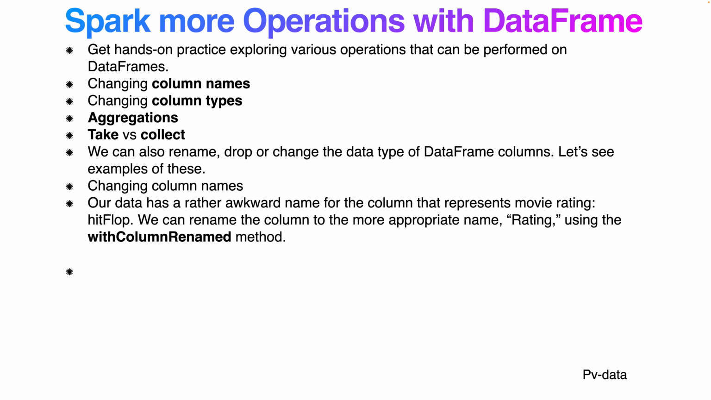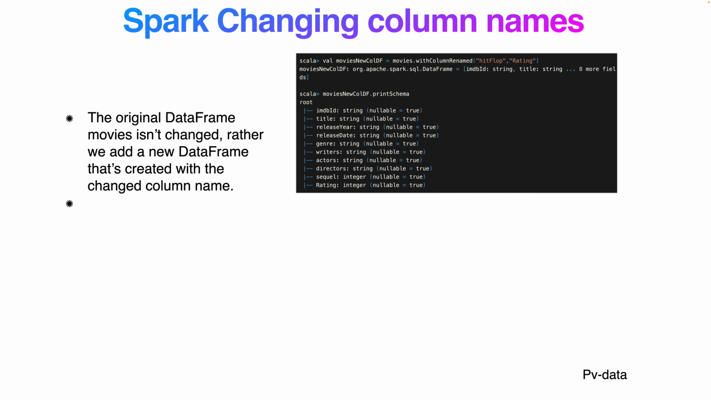Our data has rather awkward column names. Previously you saw the data of a Bollywood movie, and there is a column called hitFlop. This column name looks awkward, so we can change the column name to something like movie rating. There is a method in Spark called withColumnRenamed that we can use: dataframe dot withColumnRenamed, then the column name and the new column name.